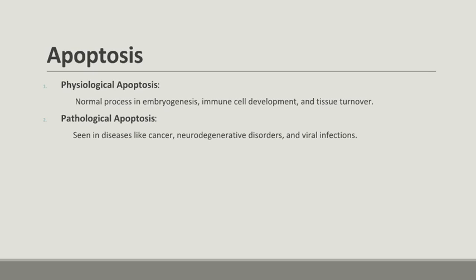Physiological apoptosis. This is part of normal processes like embryogenesis, immune system development, and tissue turnover. Pathological apoptosis. Abnormal apoptosis can occur in diseases like cancer, neurodegenerative diseases, and viral infections.